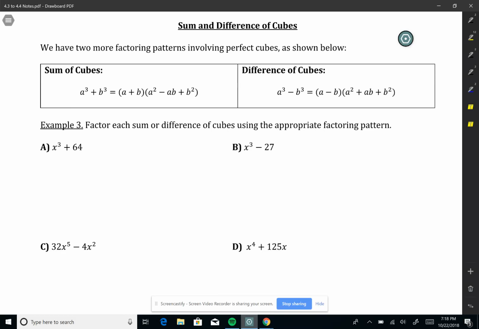Hey guys, we're going to talk about a couple new factoring patterns that we haven't learned before, and they are the sum and difference of cubes. So we already know what sum and difference mean. A sum means we're adding, difference means we're subtracting.